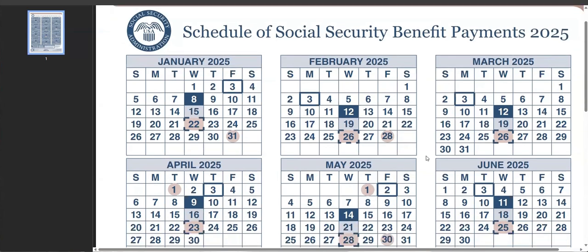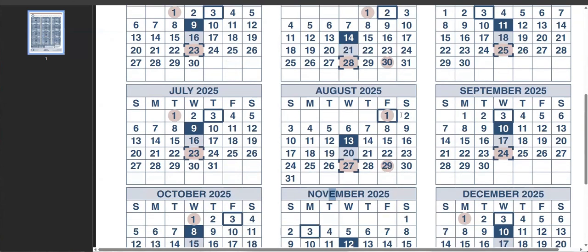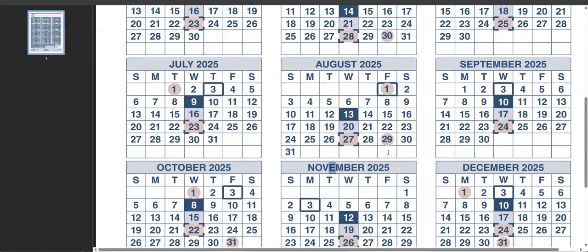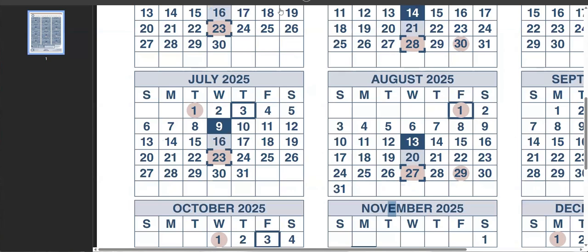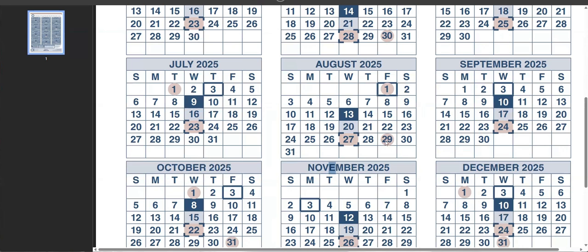Social Security benefit payment calendar. We're going to look at the month of August, okay, my friends, because this is the month that we're in as of the recording of this video. So if we look at this particular month, if you see the 29th on the calendar, August 29th right here, you will see that there's a little round circle.